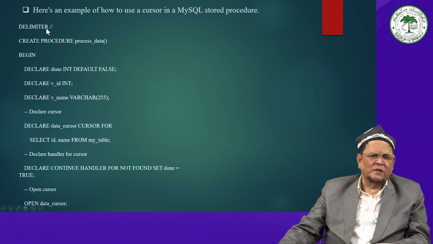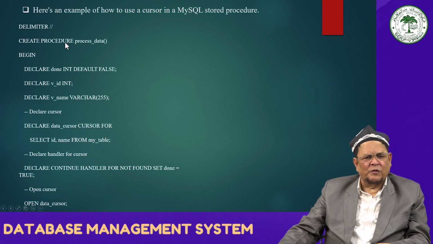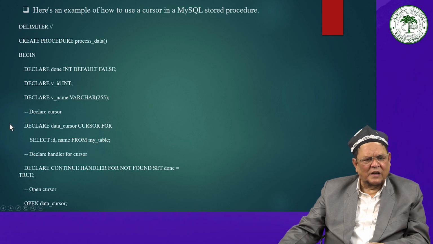You have to write delimiter //. Here also you have to create procedure process_data, begin, and then declare done integer default false. Declare vid integer, declare vname varchar(255). Then declare cursor. So here the main step is declare data_cursor cursor for select id, name from my_table. Declare continue handler for not found, set done equal to true, open the cursor.